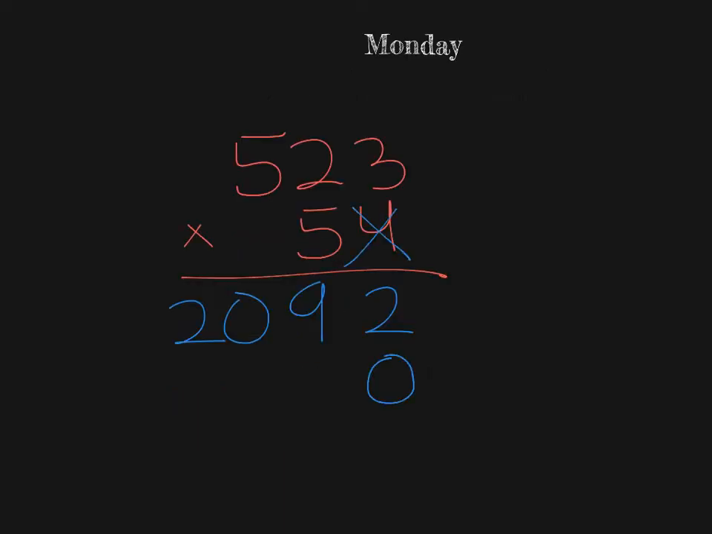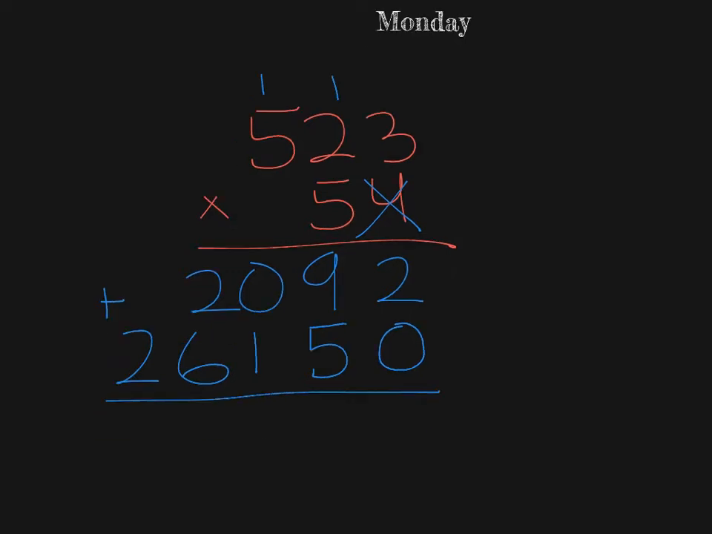We added 0. 5 times 3 is 15. Carry my 1. 5 times 2 is 10. Add 1 is 11. 5 times 5 is 25. Add 1 is 26. These are my partial products. I add these up now.